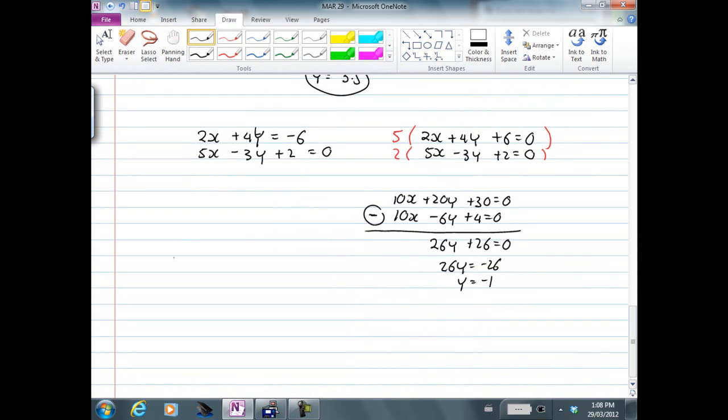Okay. So I'm going to plug into the first equation. So what I'm going to do now is go 2x plus 4 times negative 1 equals negative 6.